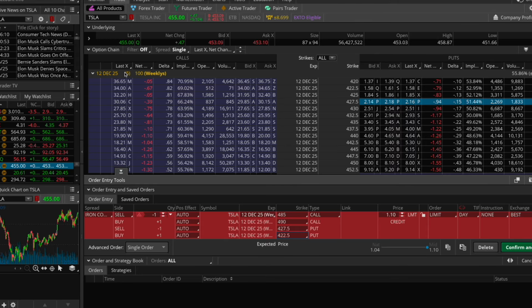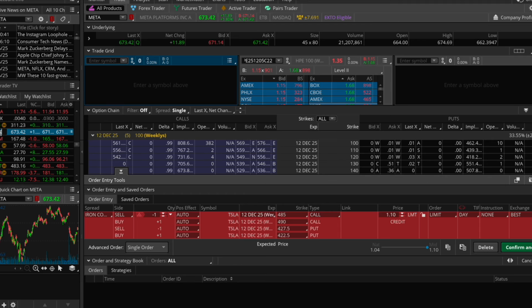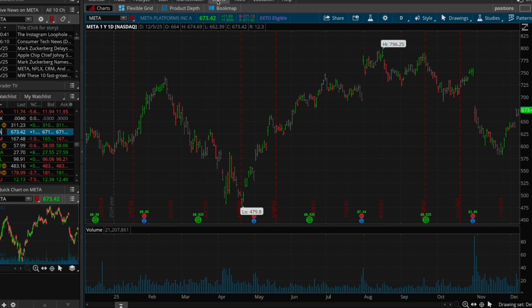Now, you can use a strategy like this on any ticker. In fact, let's walk through META. META is a very expensive ticker as well. It's $673 per share. Let's take a look at the chart, a 52-week chart. This is a very pretty part of the chart where it's a gap. And you'll see META has come down recently pretty significantly.